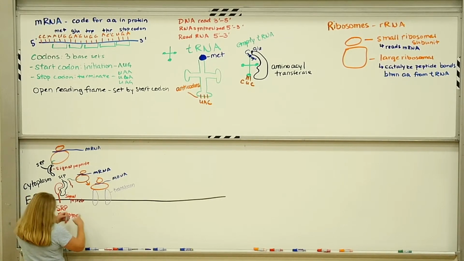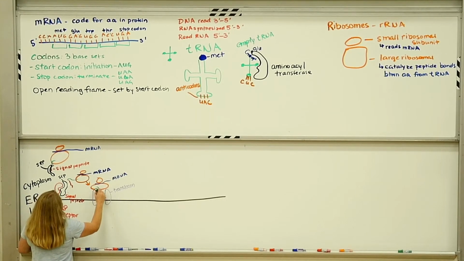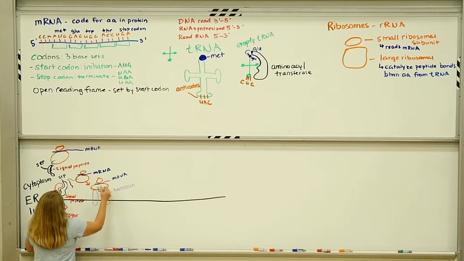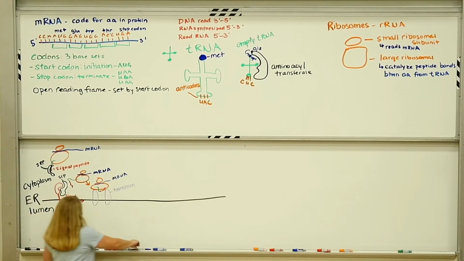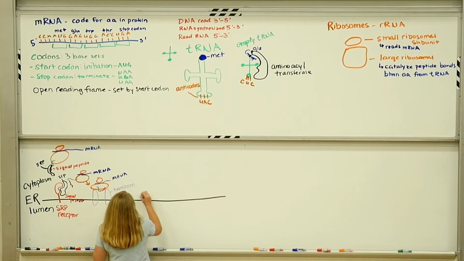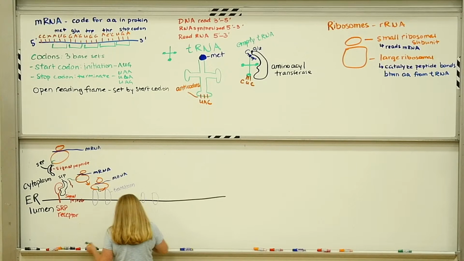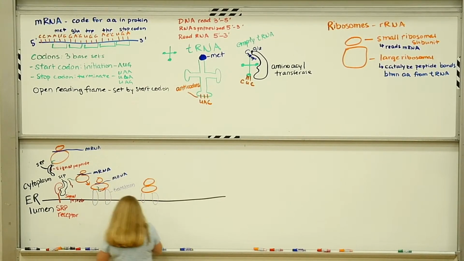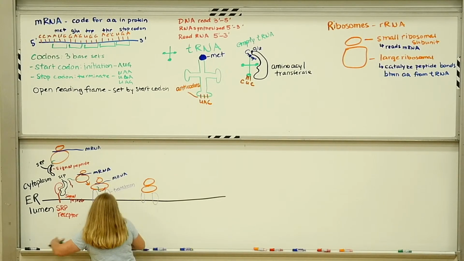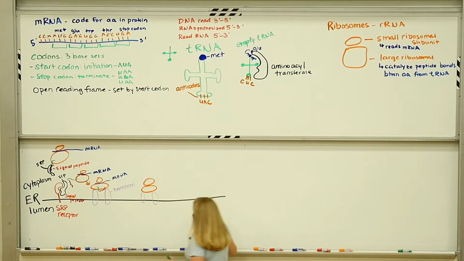Okay, so now we've just got our protein with our signal peptide on it. And that's going to start feeding into the translocon. So I'm going to redraw this here. Here's our translocon. Here's our ribosome. As we feed this through, something kind of strange is going to happen.